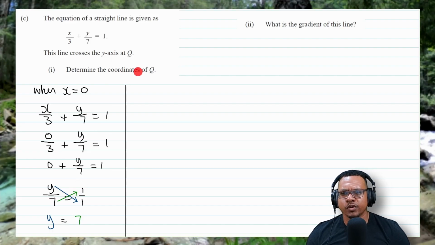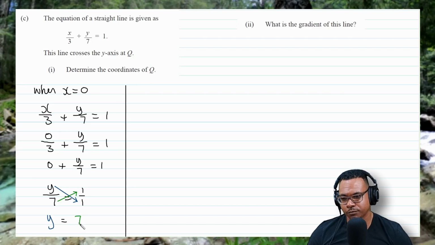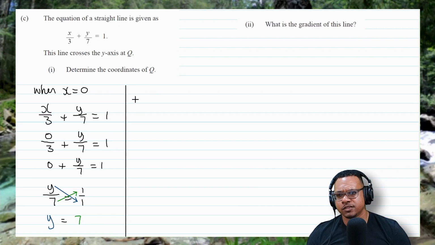Now remember, they want the coordinates of Q. So the coordinates of Q will have an x component and a y component. So the x component is 0 and the y component is 7. So the coordinates of Q would be (0, 7).